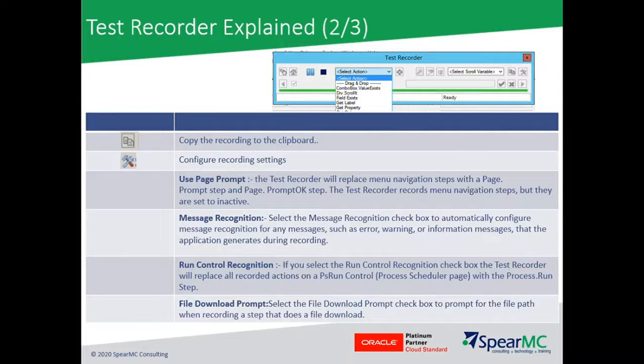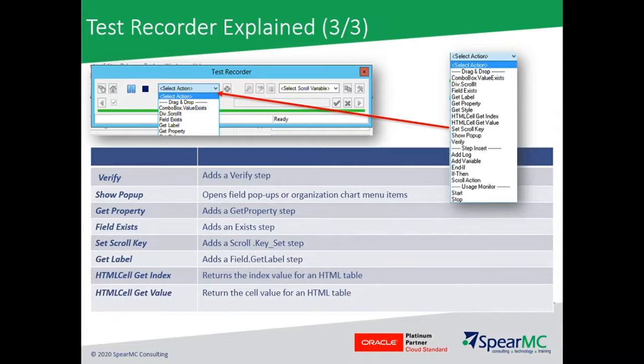These are some of the options that you have within the Utilities section. You can copy the recording to the clipboard or configure recording settings. Listed on the screen are a few of the recording settings that you can configure. These are also options that you can add in while recording a test, which include verifying an existing field, showing a pop-up, getting a property from an HTML object, checking if a field exists, etc.